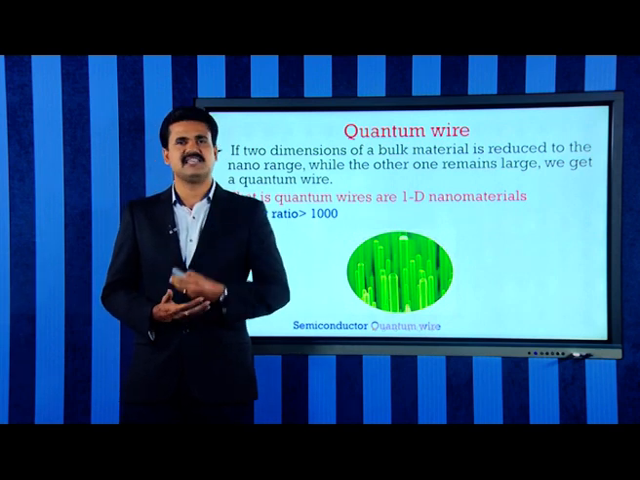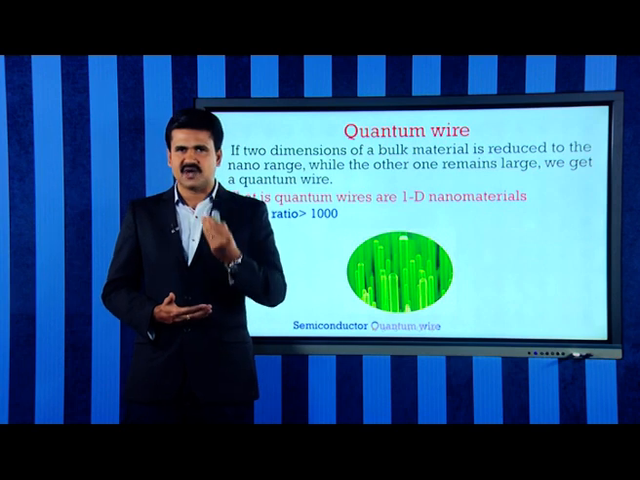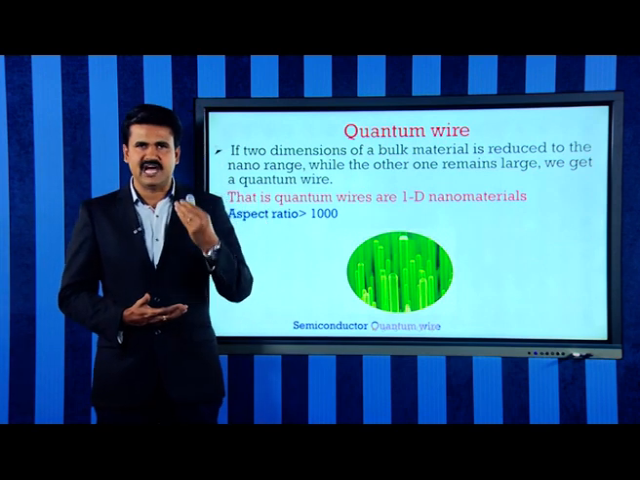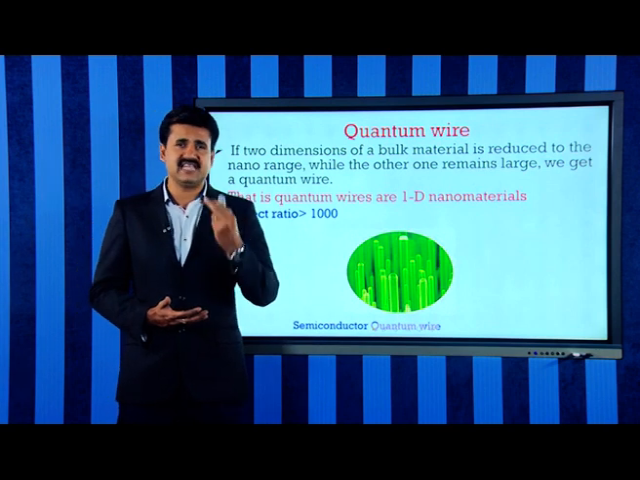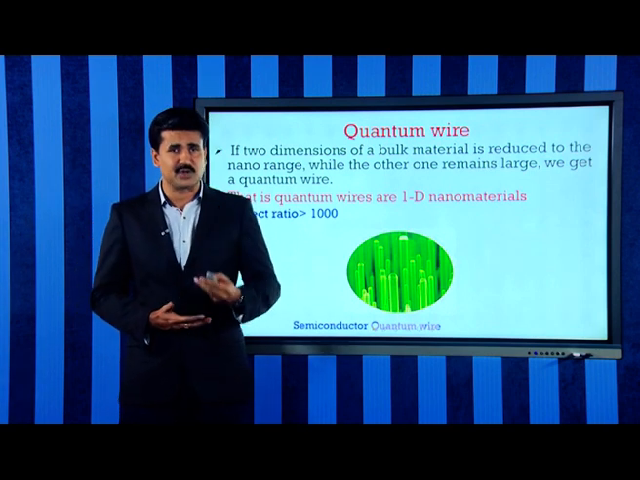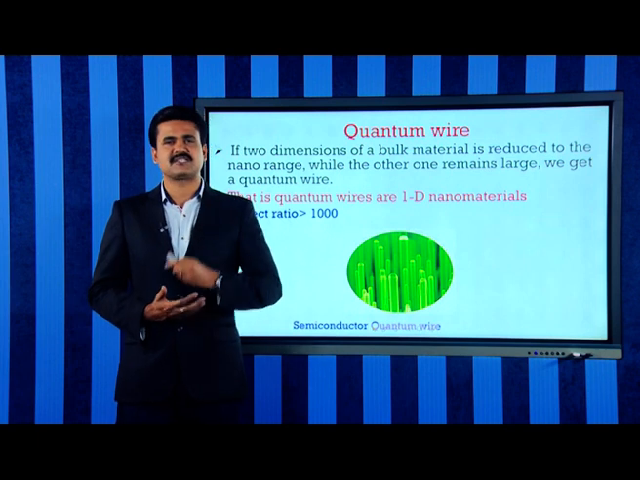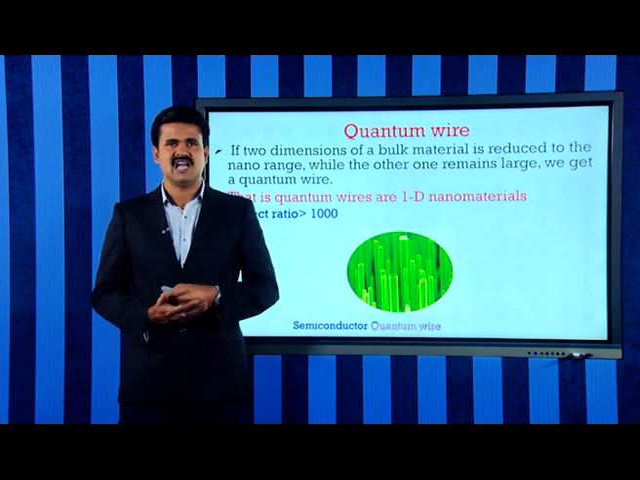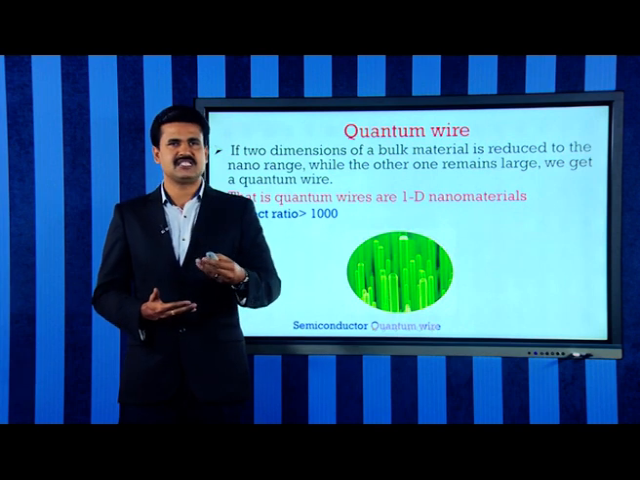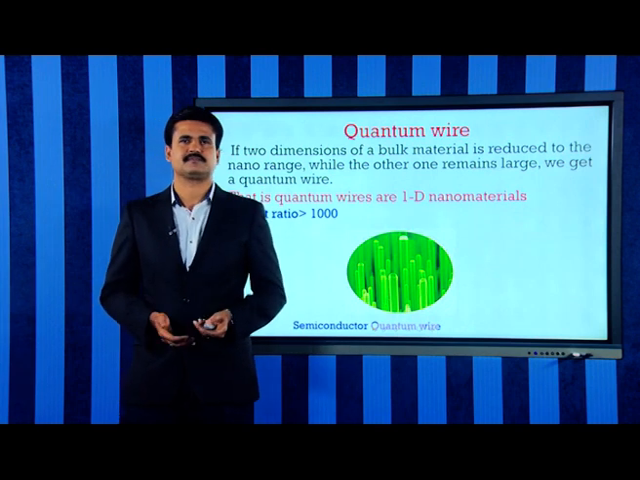It has been observed that for quantum wire or nano wire, the aspect ratio is very high compared with a nano rod. Here the aspect ratio is greater than 1000. Aspect ratio means length to width ratio.